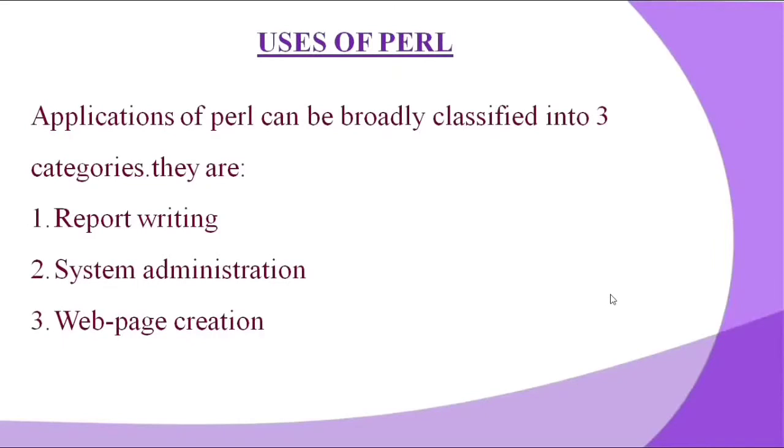Next, uses of Perl. Applications of Perl can be broadly classified into three categories. They are report writing, system administration, web page creation. First, report writing. Perl was actually made for report writing task. Perl does it very efficiently. Next, system administration. The configuration files of both Linux and Unix are in text which can be manipulated easily using Perl. Next, web page creation. Perl is used for creating web pages that are interactive and need a small database to store some information. The other common uses of Perl are creating of feedback forms, guest books, message boards, home pages, counters, etc. So, these are the uses of Perl.